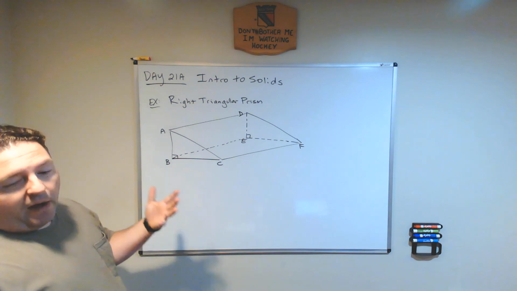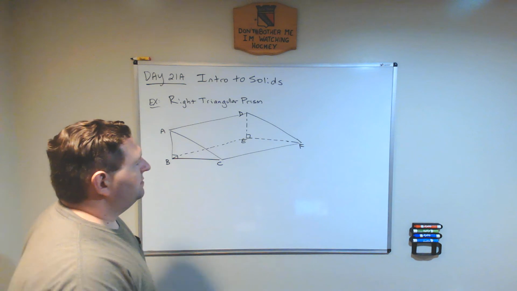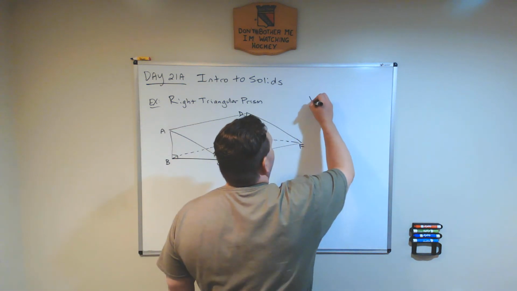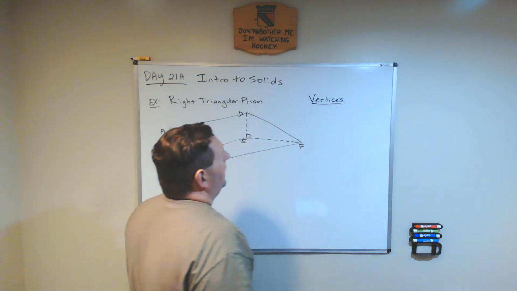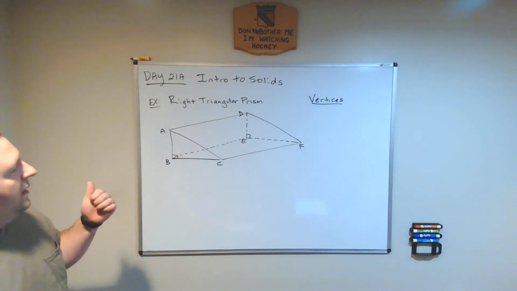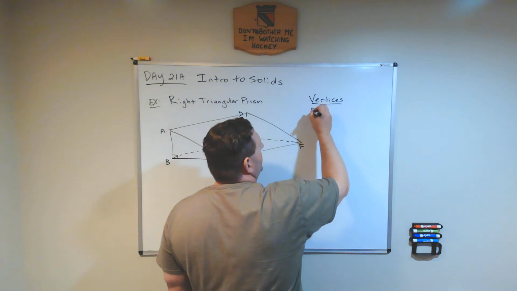Now, there's different characteristics about all of these solids. The first would be vertices. Okay? We're going to list them over here. Vertices. And the vertices are A, B, C, D, E, F.